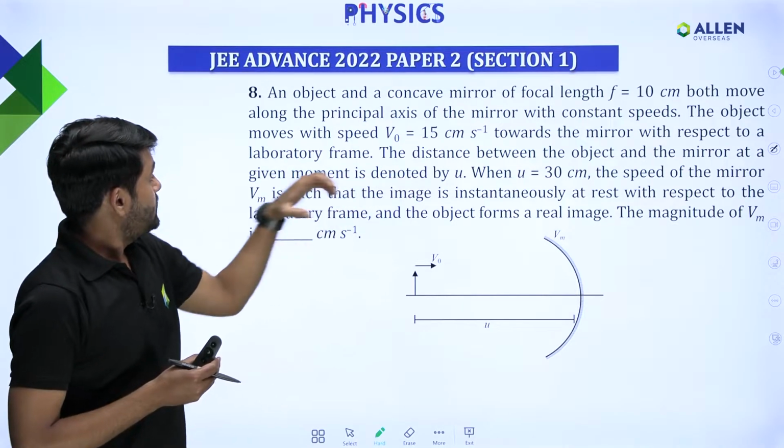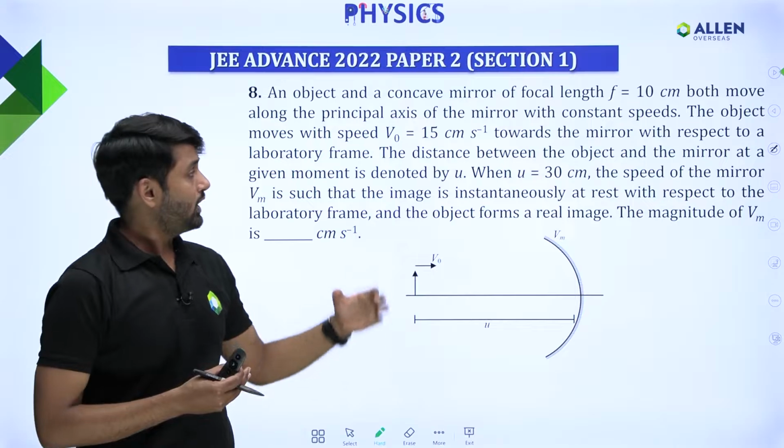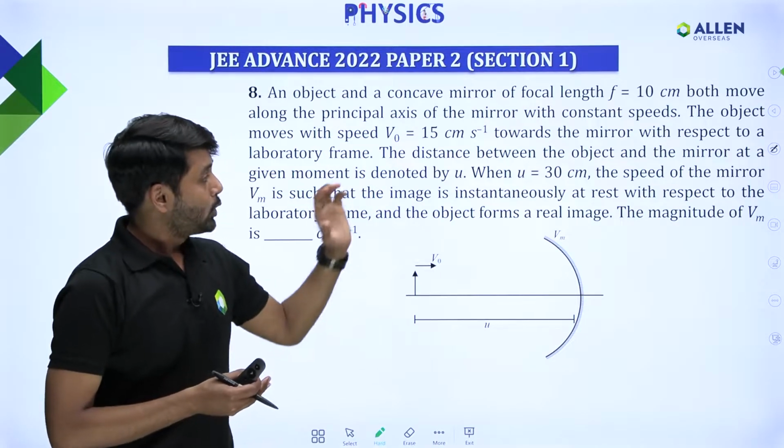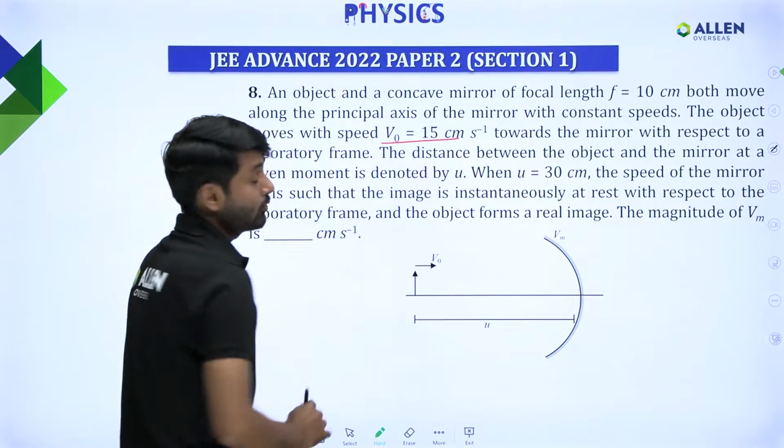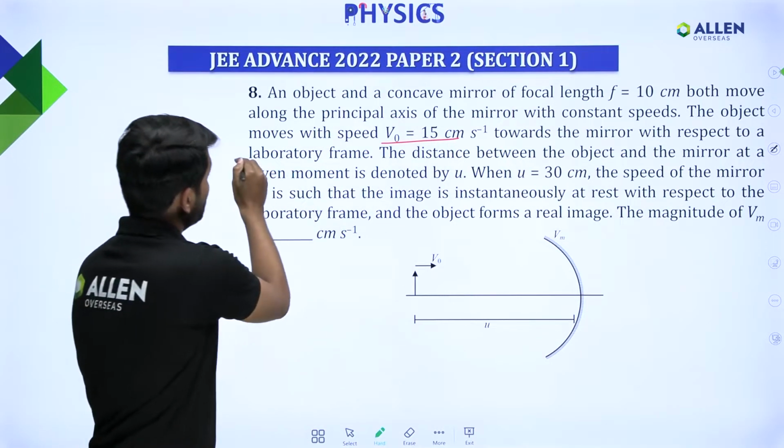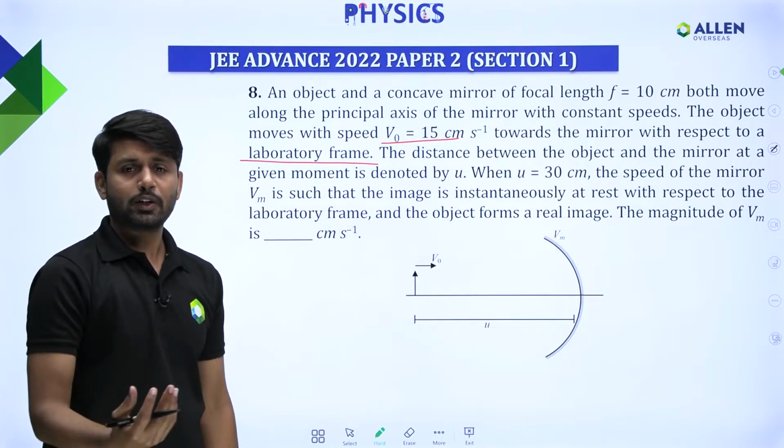Okay, the object moves with the speed v0. V0 is 15 centimeter per second towards the mirror. So this is the speed of the object with respect to the laboratory frame, meaning with respect to ground.